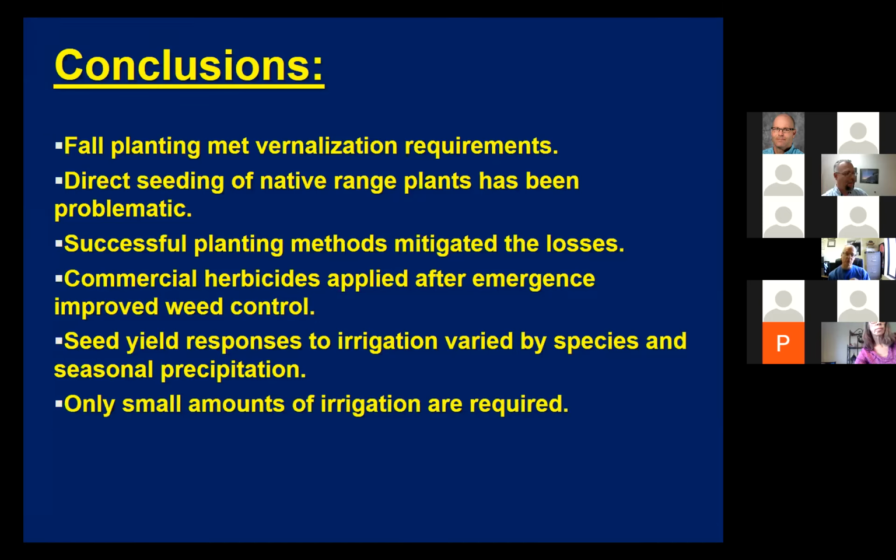Only small amounts of water are required, especially when you compare them to conventional crops like onions or potatoes, which need 20 to 30 inches of water per season. These native plants require 0 to 8 inches or so per season.